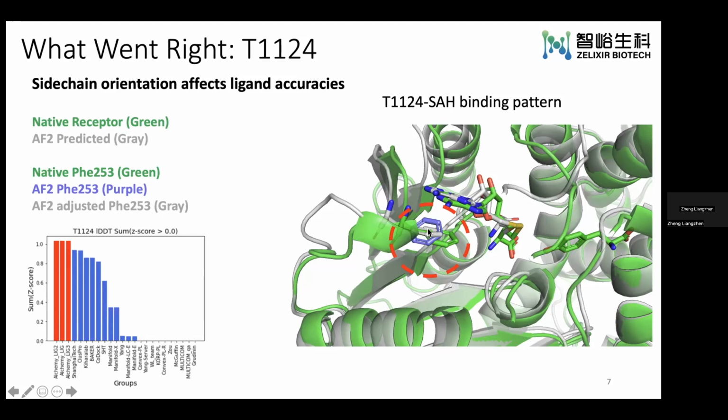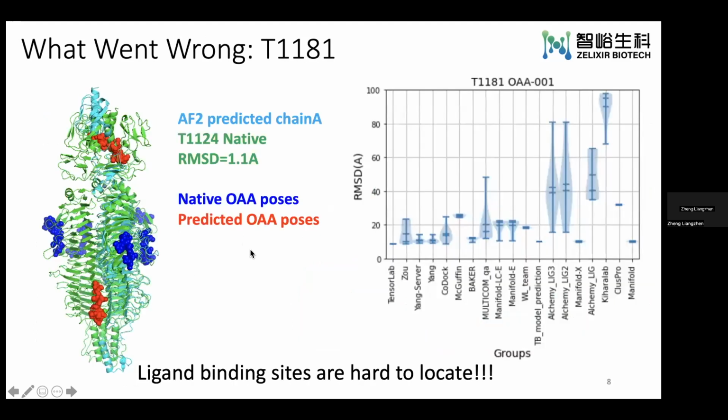So without this orientation change, the SAH cannot be well docked into the pocket. After we manually change the side chain, you can see the gray color is the docked pose. It's more or less in parallel with the green color, the native pose. So this example emphasizes the importance of some side chains of the protein, especially like the direct pi-pi stacking systems. Next, I will introduce a wrong case.